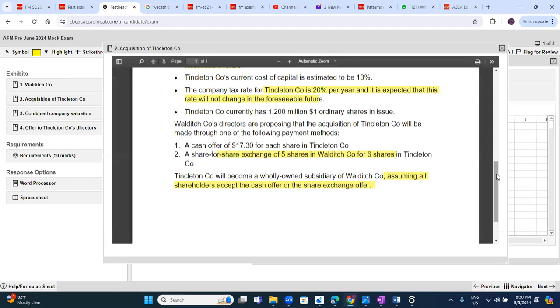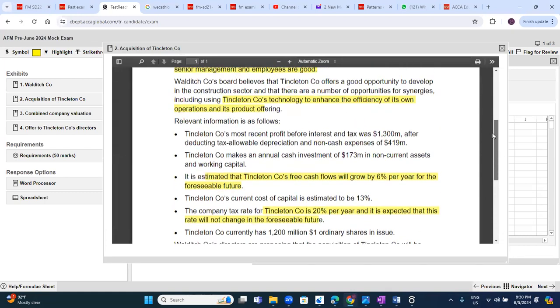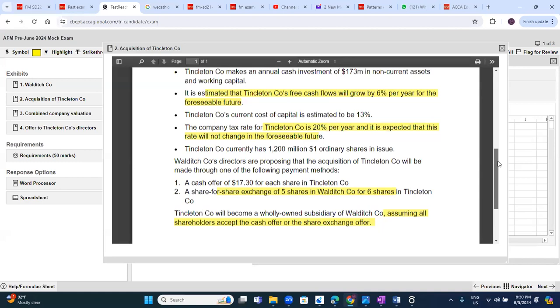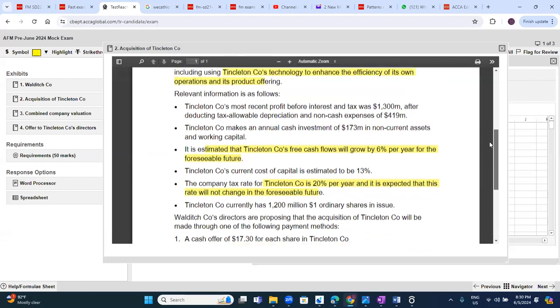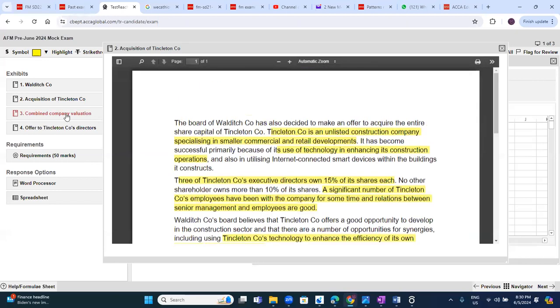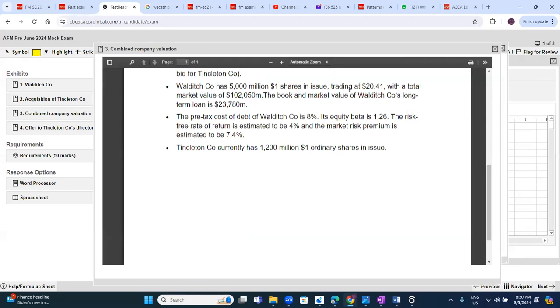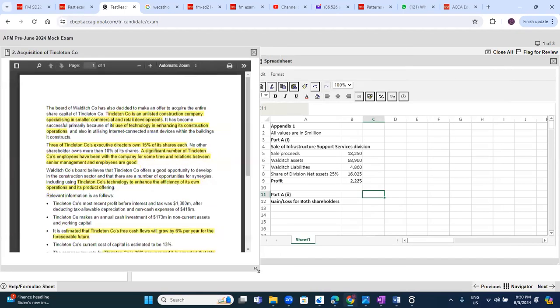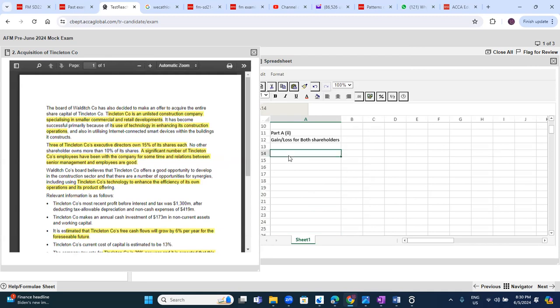So let's read the information. Tin company market value is not given. What about the W company market value? Is it given? We need to calculate the market value of all three. Yes, W company market value is given, trading at 20.41. So let's calculate it one by one. Whenever in an exam there is a calculation about gain and loss, we need to calculate market values for both the acquirer and target company.